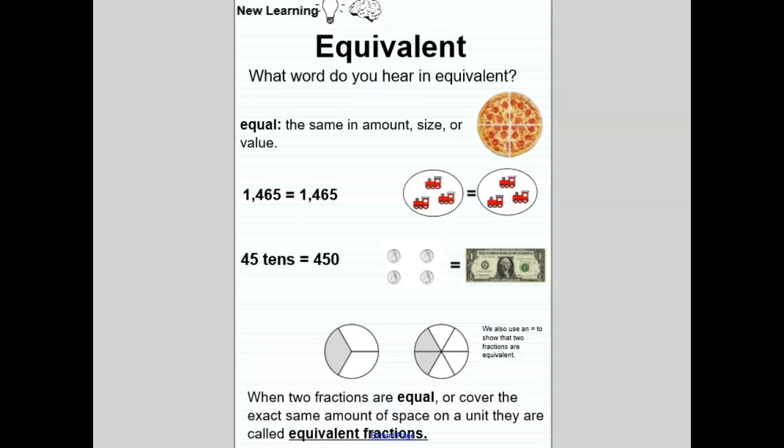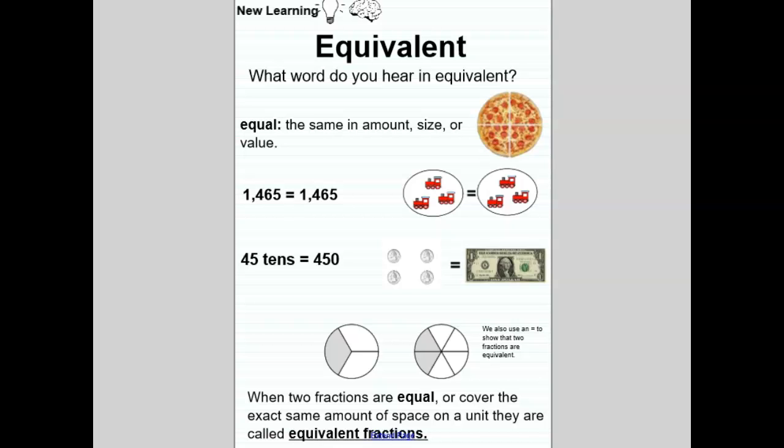Okay, third graders, let's sit up straight and listen very carefully because this is our most important new learning of the day. Are you focused? Wonderful. So the new fraction vocabulary word that we're learning today is equivalent. Can you say that with me? Equivalent. Fantastic. What word do you hear in the word equivalent? If you said equal, you are right on track. Yes, we hear the word equal in equivalent.